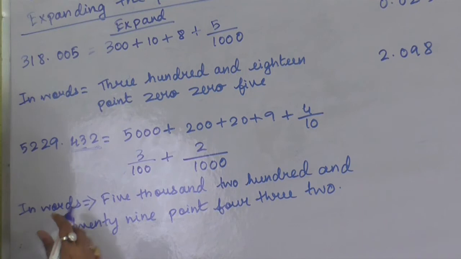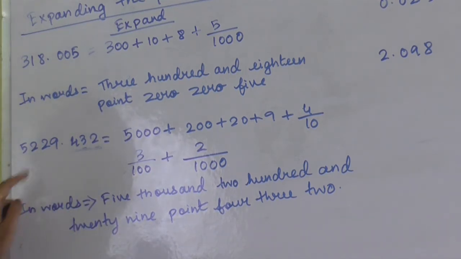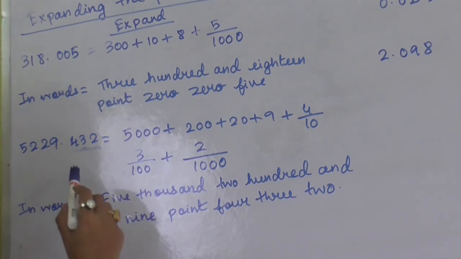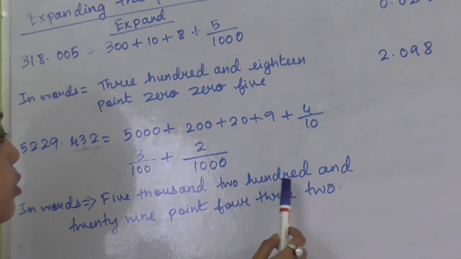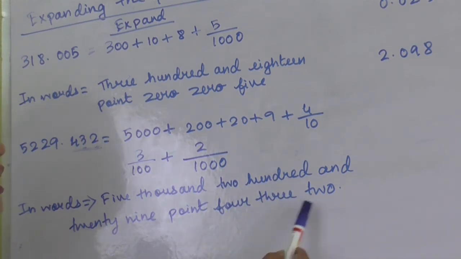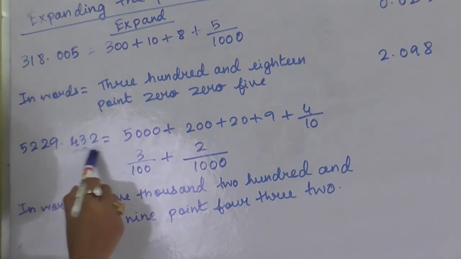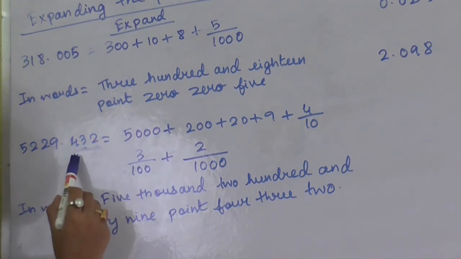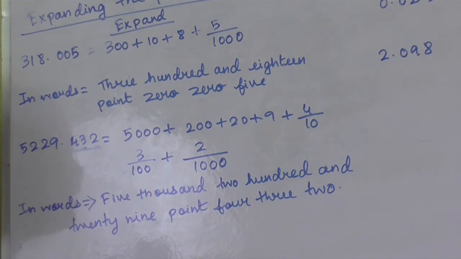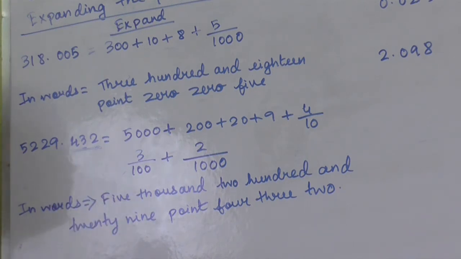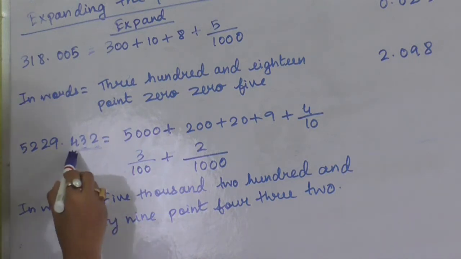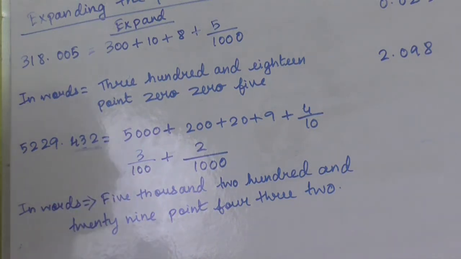Now I will write this thing in words. So the number is 5229.432. So I have written it in this way, 5229.432. Here I have already told you that on the right hand side of the decimal point, you have to pronounce each and every number individually. You just can't pronounce it as four hundred thirty-two. You just have to pronounce it as four, three, two. I think it's clear.